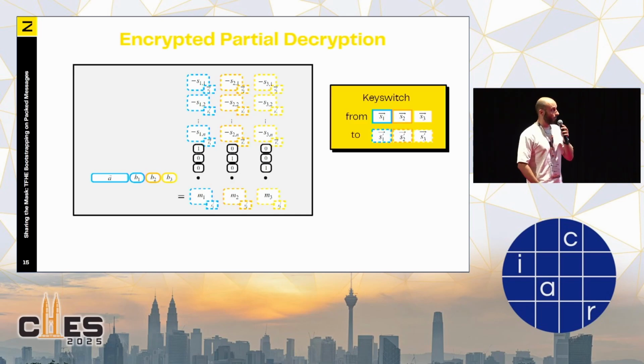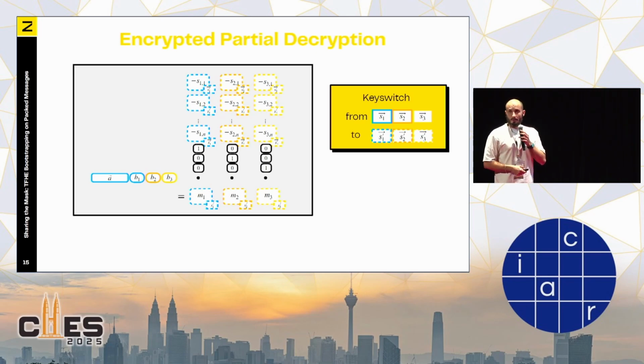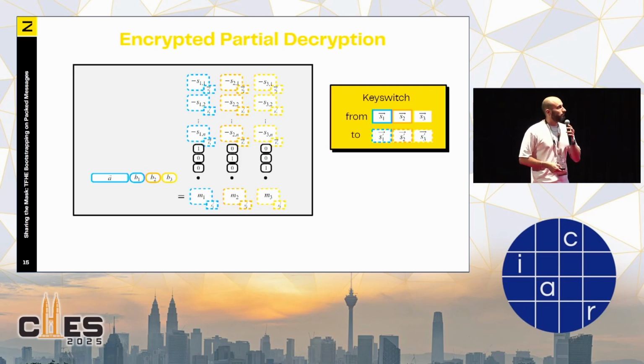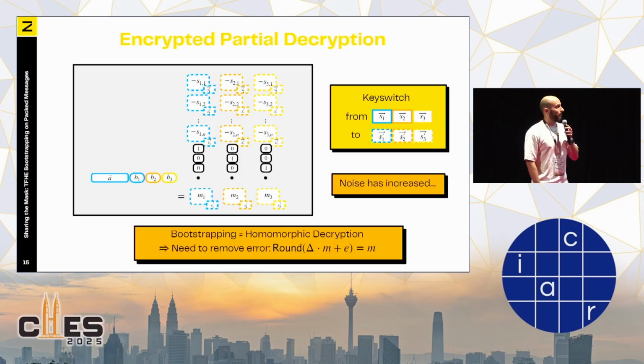And so what is this called? This is a key switch, right? I'm going from the key S1 to the key S1 tilde, the prime one. And this is the only thing that I've done. So just going through a partial decryption is not enough for a bootstrap, right? And the worst thing is that when I'm doing this kind of thing, the noise has increased, and I'm super far from bootstrapping, where the goal is to reduce the noise.